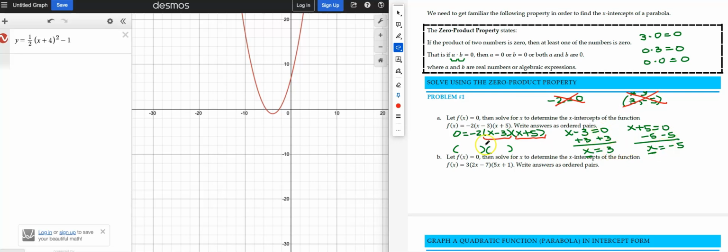I have two different points on this. So my first one, well, I know x is 3 and y is 0. That's what we put in here. f of x is the same thing as y. And then x is -5 and y is 0. That looks weird. So those are my two x-intercepts. That's what I just found.